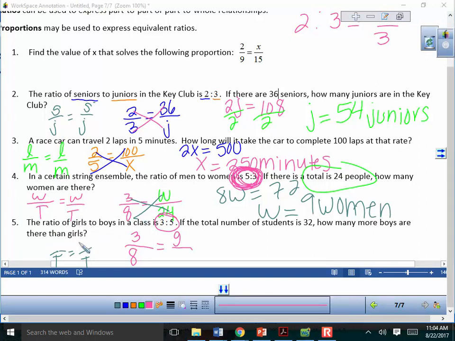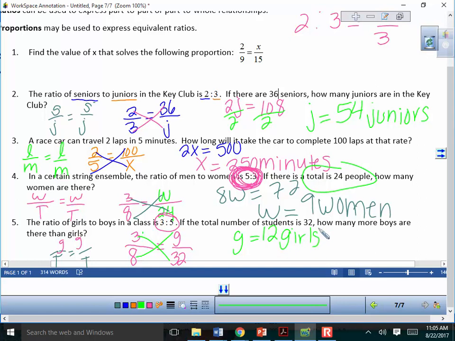And then what goes here? 32. Good. All right. When we cross multiply and solve, what do we get for G? We get G equals 12. So 12 what? 12 girls. Now, is that our answer?